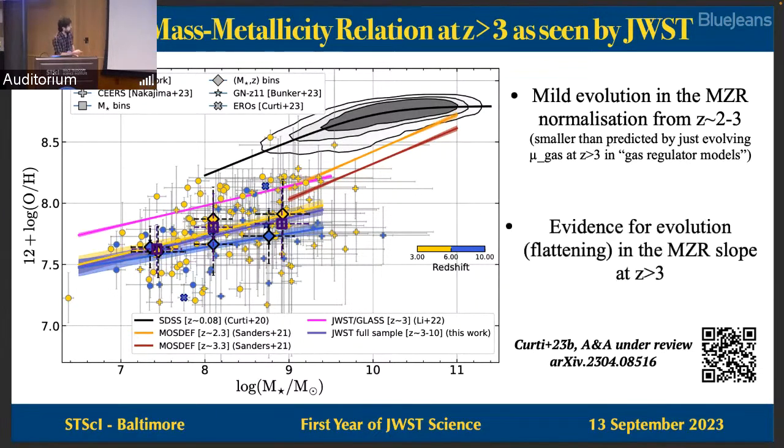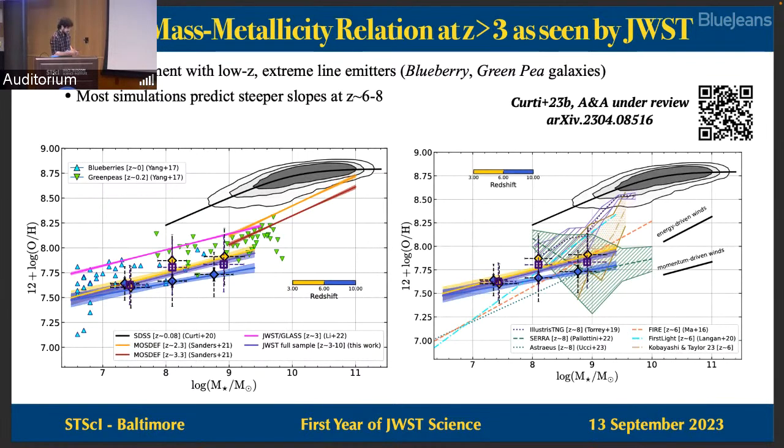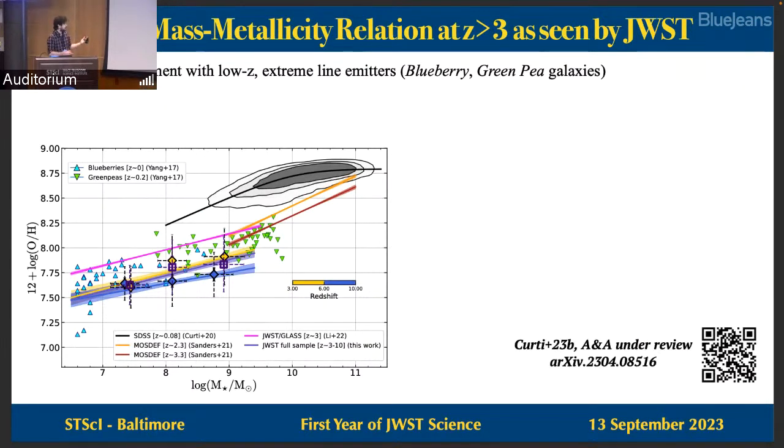The other thing is that we find evidence for a flattening of the slope at the low mass end of the mass-metallicity relation compared to what is seen both in the local universe and at redshift up to 3 at higher masses. Interestingly, the average mass-metallicity relation that we measure at redshift between 3 and 10 is very well reproduced by local extreme line emitters like Blueberry and Green Pea galaxies, that have for a long time been studied as potential analogs of high redshift galaxies in the local universe.